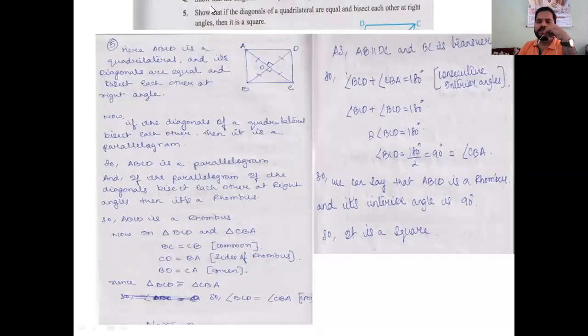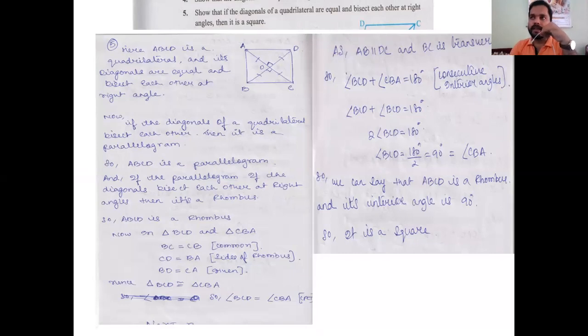5. Show that if the diagonals of a quadrilateral are equal and bisect each other at right angles, then it is a square. That means a quadrilateral is given to you where the diagonals are equal and bisect each other at right angles, then it is a square.